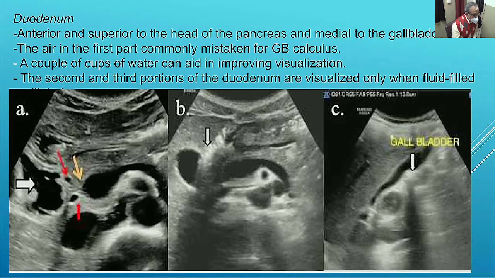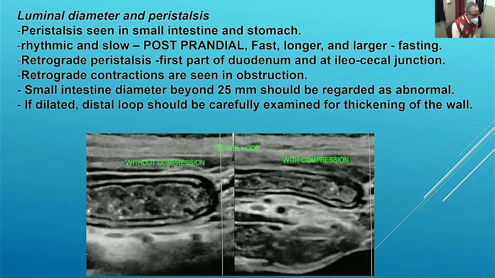So you can give water to the patient. Some people have advocated giving polyethylene glycol as a negative contrast, but that is practically not used. Then the luminal diameter and peristalsis, as I said, we can easily demonstrate, and we can just do a minimal compression to see that the bowel is getting compressed and there is no rigidity in the wall.